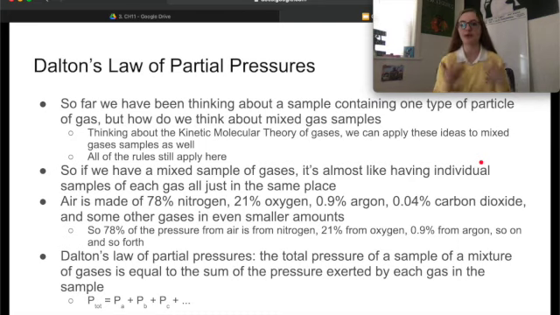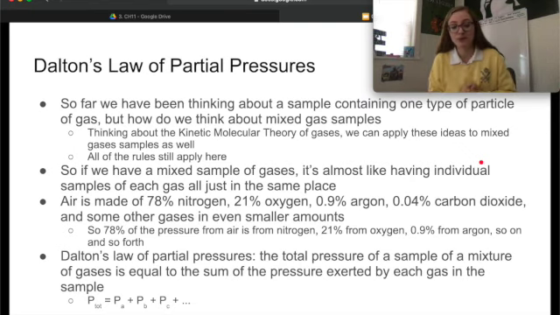Which makes sense because kinetic molecular theory states that gases are not interacting with each other. They're just moving in straight lines, there are lots of spaces between particles, and their motion changes with the temperature. None of that has anything to do with the type of gas or with different gases interacting differently with each other. So we can just assume that kinetic molecular theory applies separately to all these gases, but we've got them all in one spot.